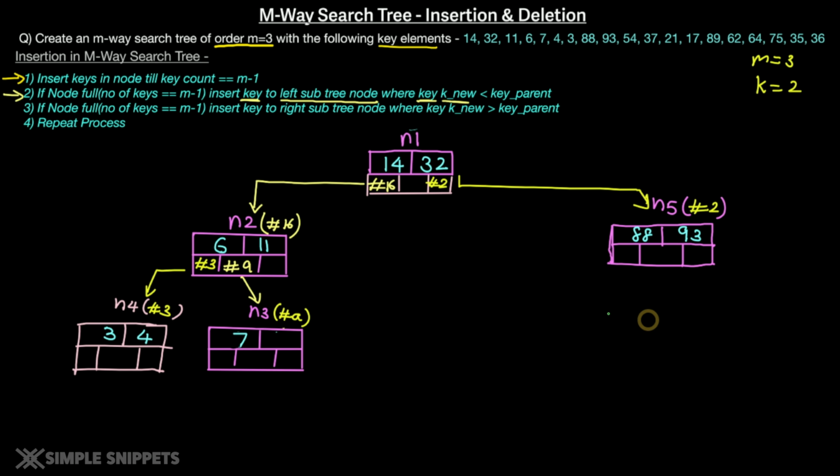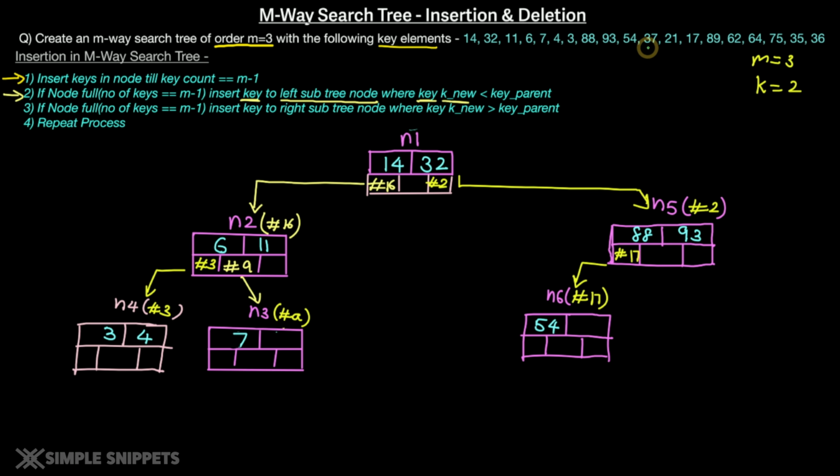So let's do that. So we have N6 over here. Let's give it some random address. These are all fake addresses that we are giving, okay? So #17, and this is how the linking will be done. And inside N6, we will have 54, right?